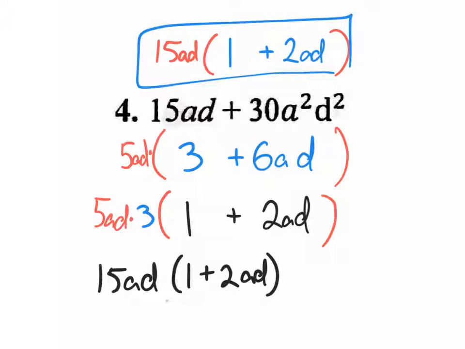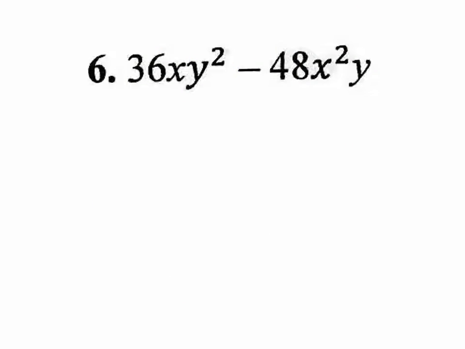Let's move on to number 6. So some of us are thinking, yeah, I could pull out a 6, but there's probably more, right? What's a greater value? 12. And not only a 12, but we could also pull out letters. So we are pulling out 12xy. So once we have this set up, then we could think about it and say what would be on the inside. In other words, 12xy times what will get us a 36xy squared?